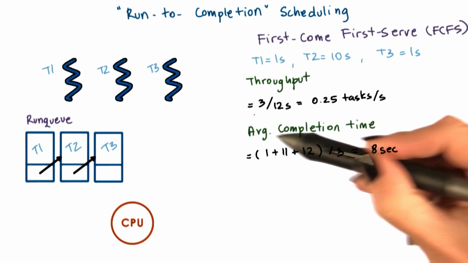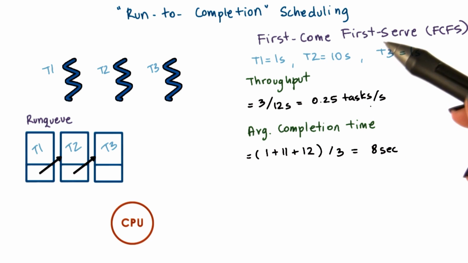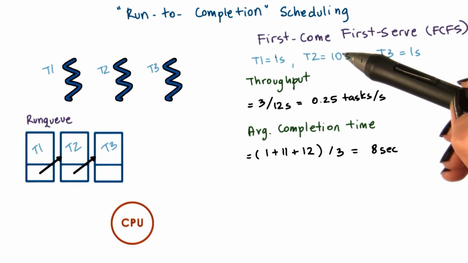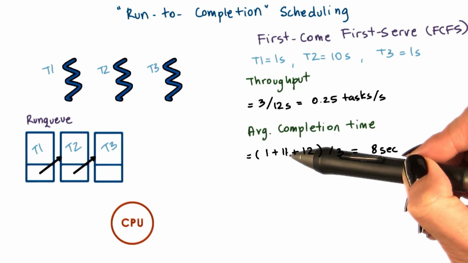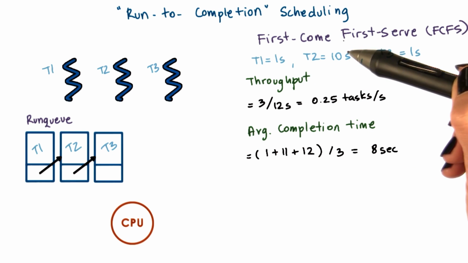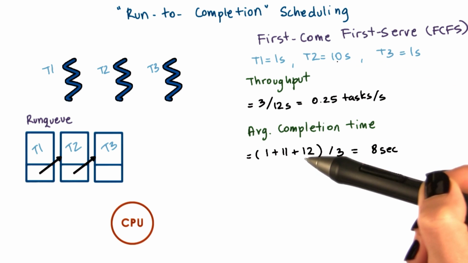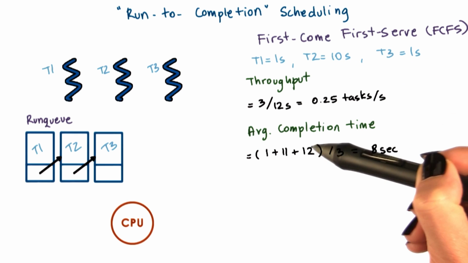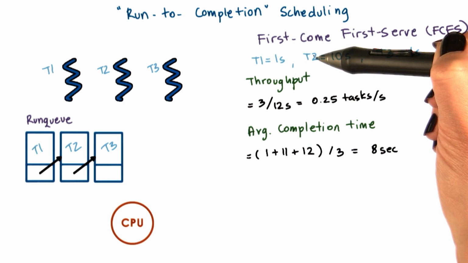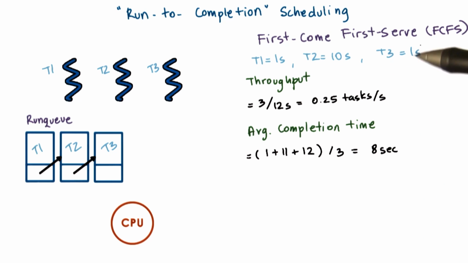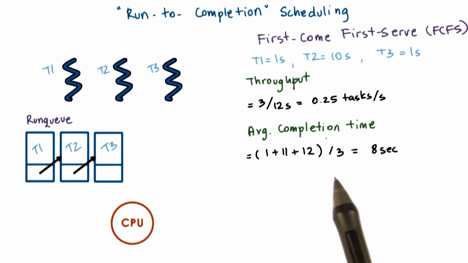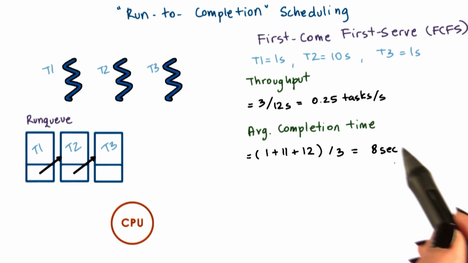If we're interested in the average completion time of these tasks, the first task will complete in 1 second, since it will start immediately. The second task will complete at time 11. It will have to wait 1 second for the first task to complete, and then it will execute for 10 seconds. And then the third task will complete at time 12 because it will have to wait for the 11 seconds for T1 and T2 to execute until it starts and executes for 1 second. So if we compute the average completion time in this system, we see that it is 8 seconds.